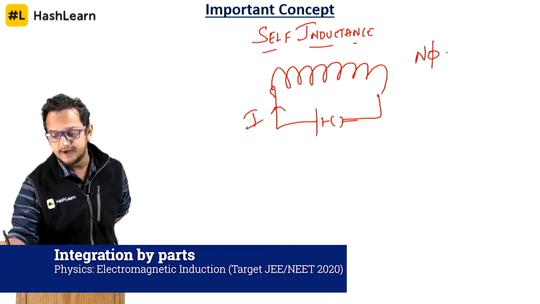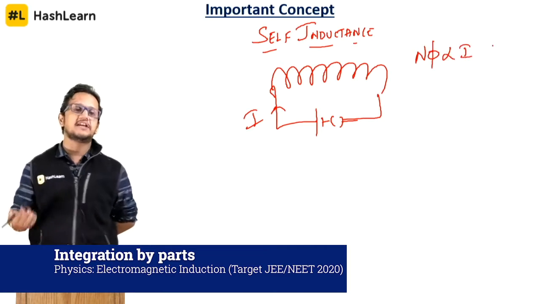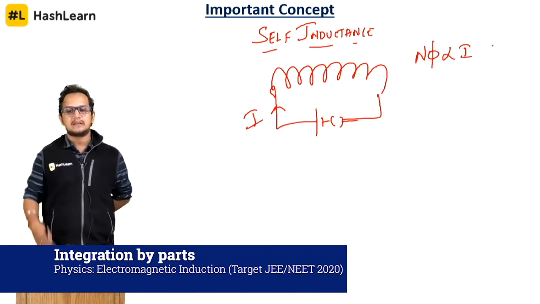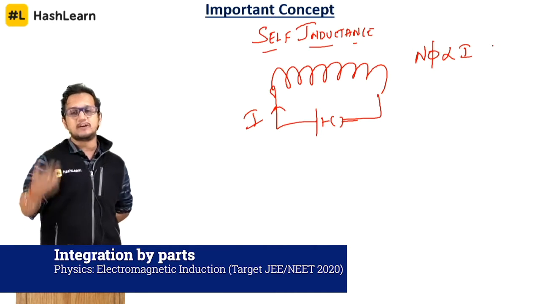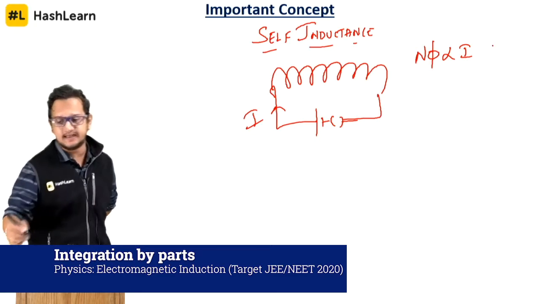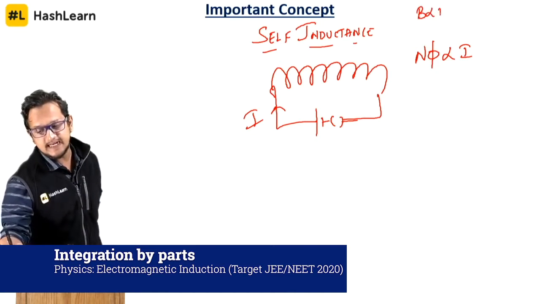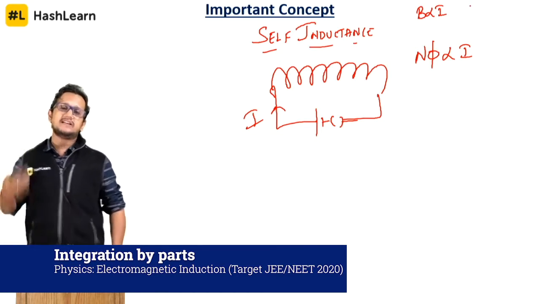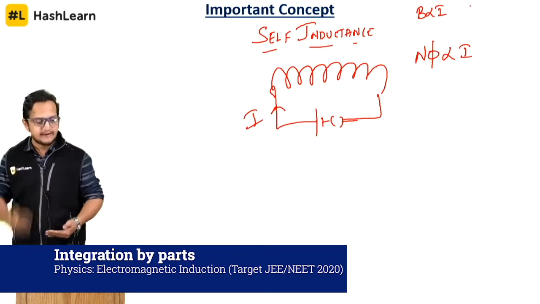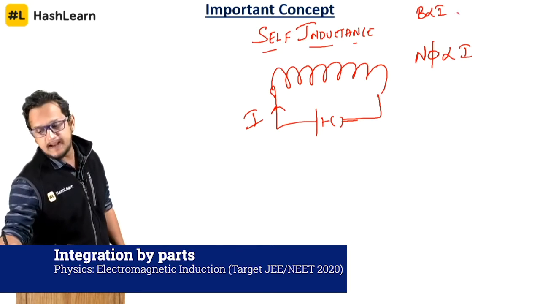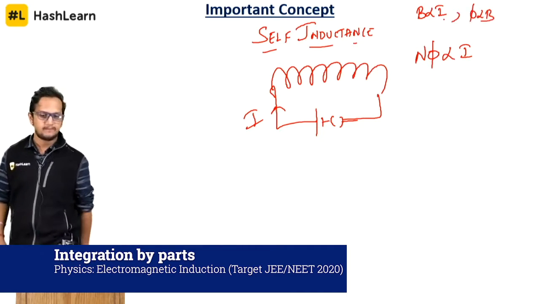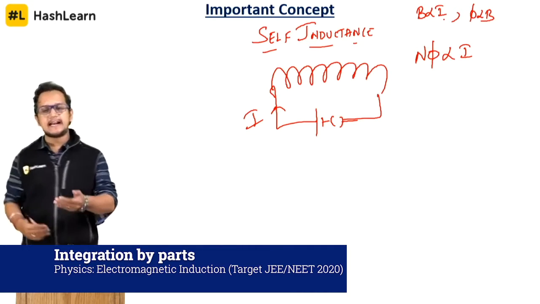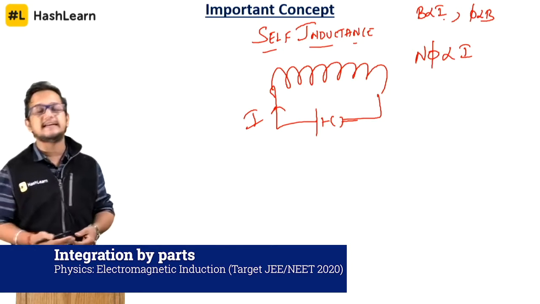So the flux induced is directly proportional to the change in current. The number of turns times the flux is directly proportional to current. We know that when the current is increasing, the magnetic field is directly proportional to current. When the current is increasing, then the magnetic field is also increasing. When the magnetic field is increasing, then the flux will also increase. So I can directly write it as flux is directly proportional to the current.